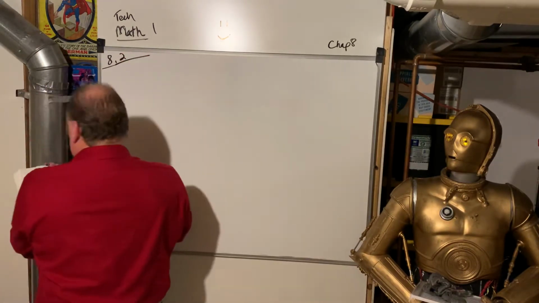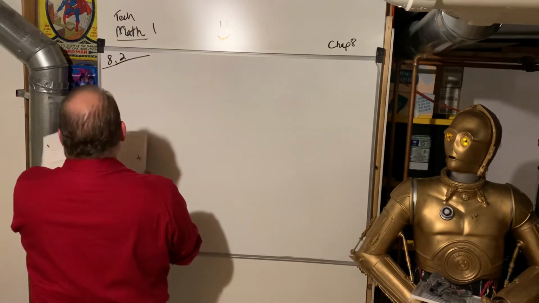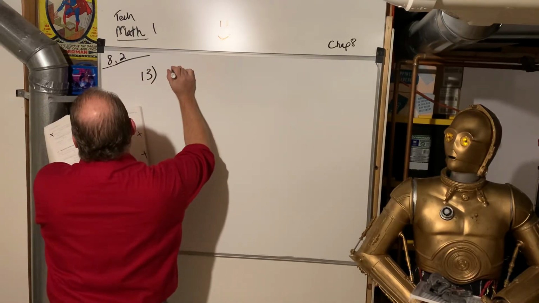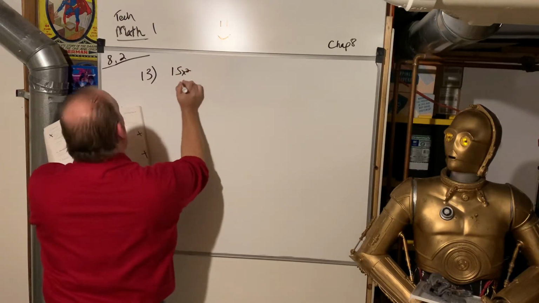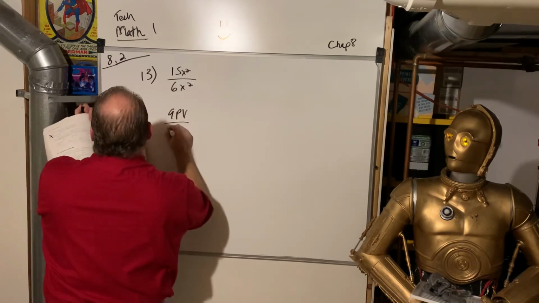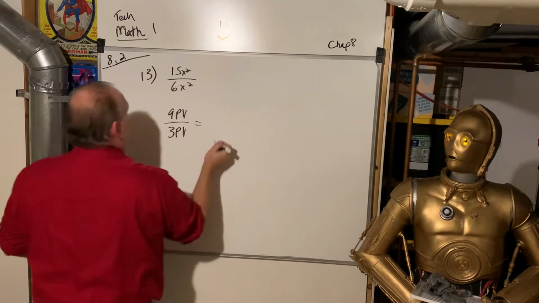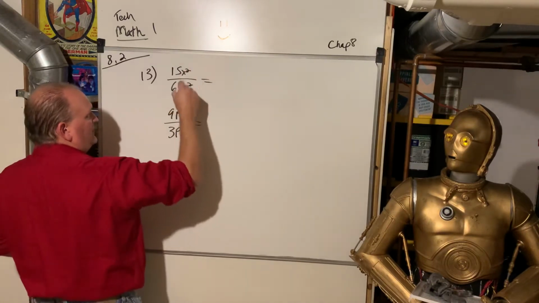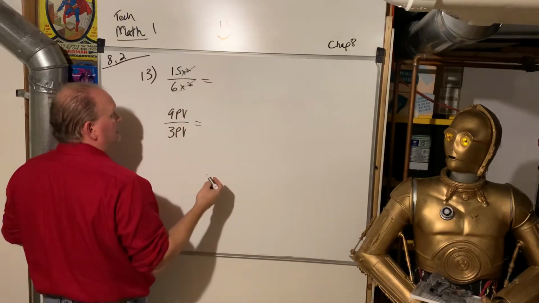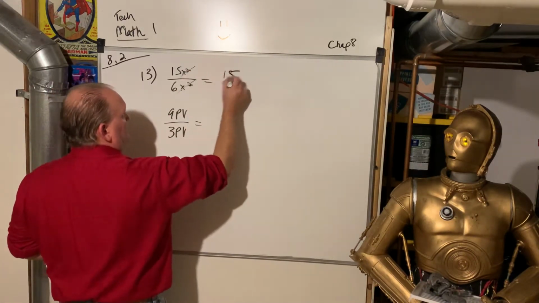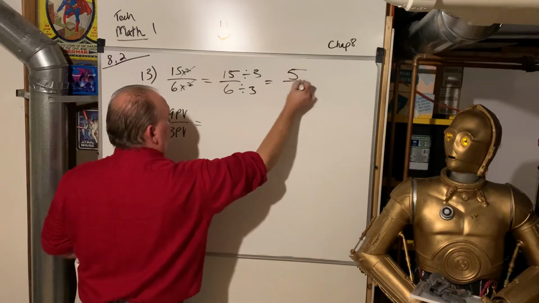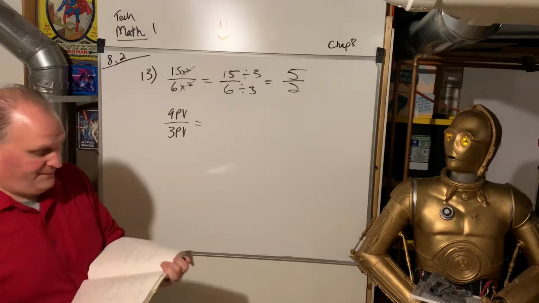So 8.2 is reducing to lowest terms. We already had a little taste of that. Look at 13. We've got 15x squared over 6x squared, and 9pv over 3pv. When you have the exact same variables on top and bottom, you can cancel them, and if they're the exact same power, they completely cancel. Now 15/6, and then reduce that by 3. 5/2, and that's it for that one.